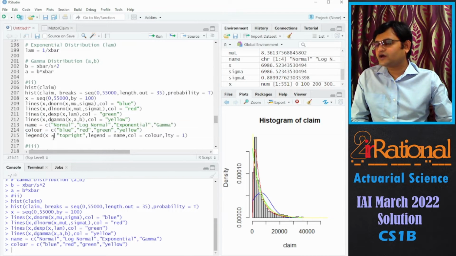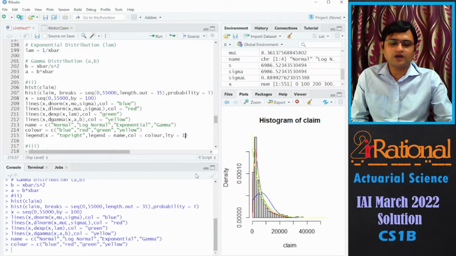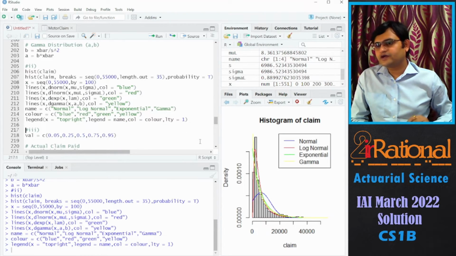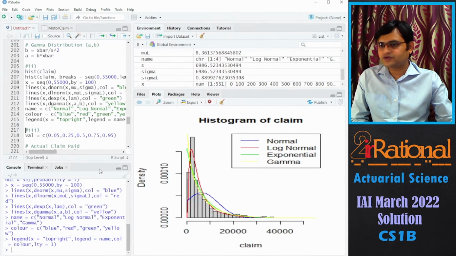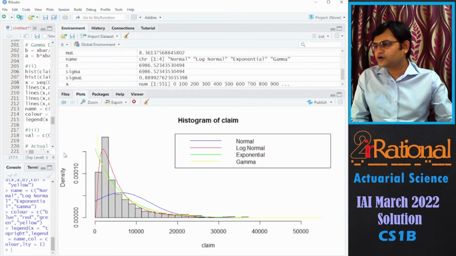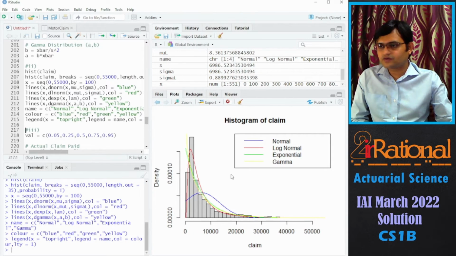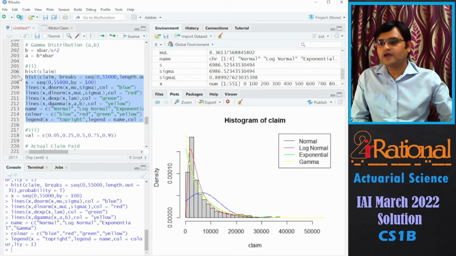And I'll say the legend should be on the top right. So x is equal to top right, and legend would be the names, and the color would be the colors, and for the line type I want 1 because I have made all line types 1. If you have made different line types, you will have to specify it as a vector here as well. We'll press Ctrl Enter, and here we have the legend. Okay, so it's always better to make the correct form of the diagram, or decide how much space you want here, and then make the legend. So I will run this, Ctrl Enter, and this looks good enough, and then I will copy this in the Word.